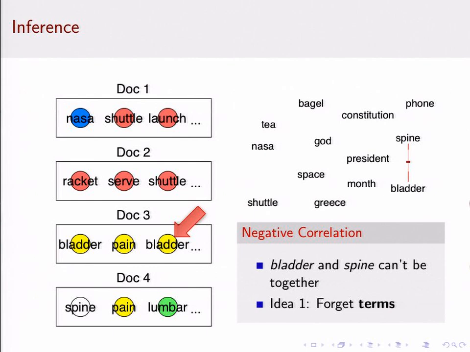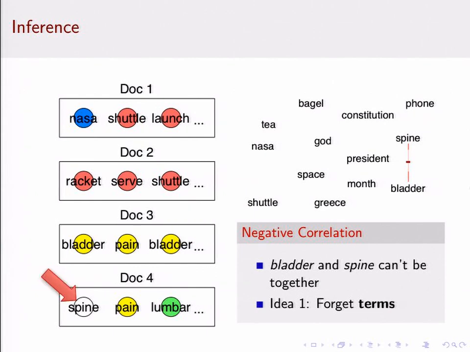But when you get to spine, this was red before, but now you don't want this to be yellow, and now you have the constraint that says, hey, don't put bladder and spine together in a topic. And when you have a negative correlation, you can't have both bladder and spine appearing in the same topic, so this has to become another topic. Let's say it becomes green. So that fixes the problem. So that was one scheme for forgetting selectively.